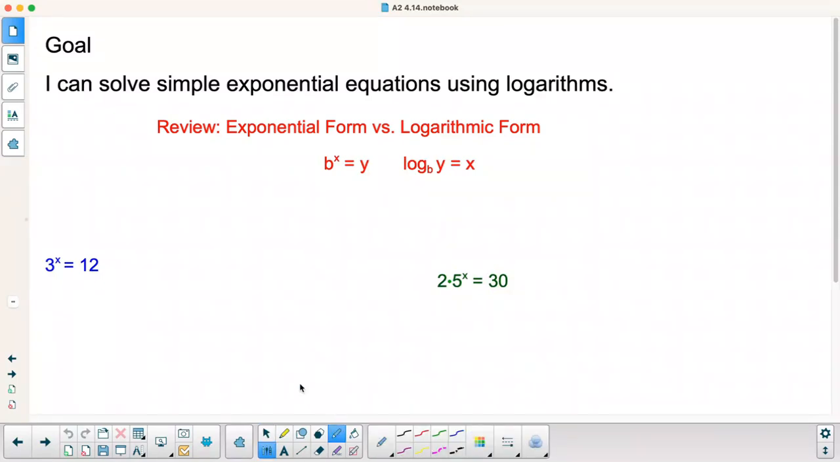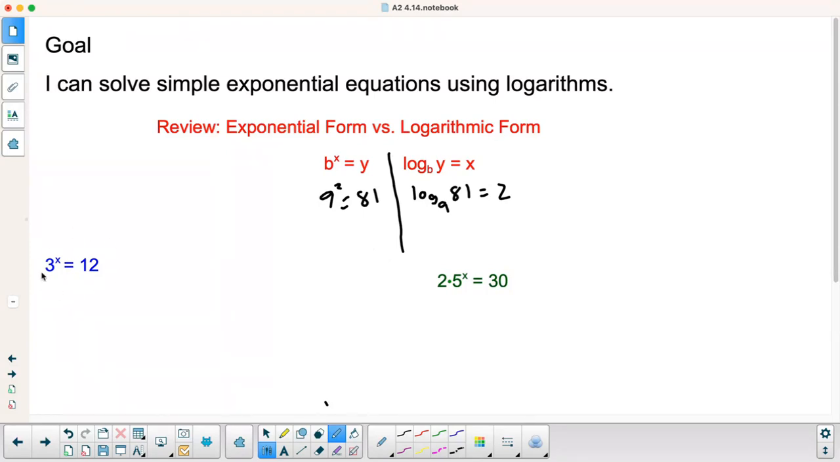So an exponential equation is when your variable is up here in the exponent. So I have like 3 to the x equals 12, and like here, 2 times 5 to the x equals 30. Quick little review: if I have b to the x equals y, and I want to write that in log form, it's going to be log base b of y equals x, that exponent. So if I gave you 9 squared equals 81, I can always rewrite that as log base 9 of 81 equals 2. These are the same thing. They're just different forms, okay?